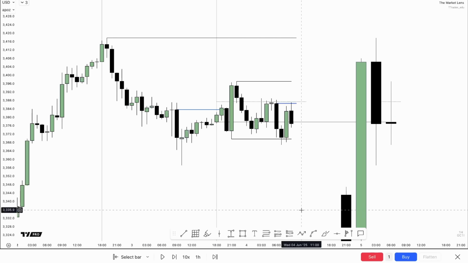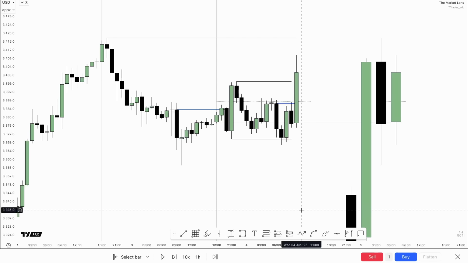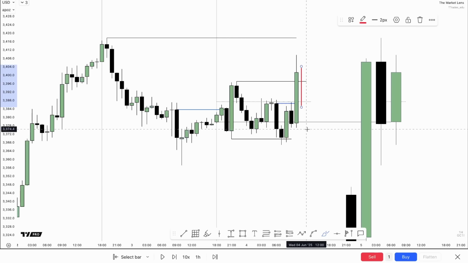As we let this continue, we don't get the closure over yet, and there we do. And this would be a breakout signature as we are now closing over these highs. So what do we want to see at this high? Do we want to see price aggressively move back into the range? No, because then we're likely to trade lower. We want to see a retracement or just a continuation higher. Let's see what happens.